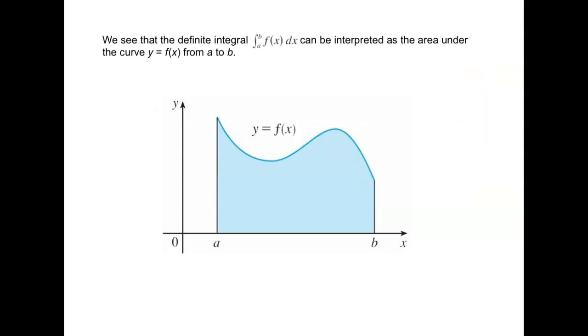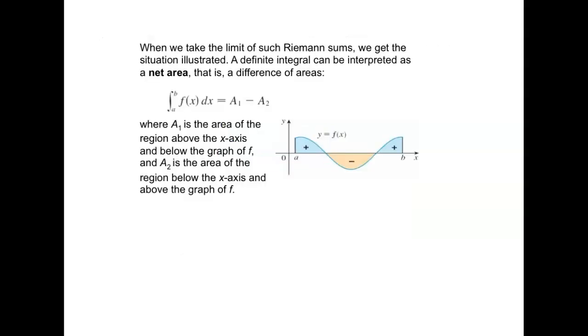And as I said, we can interpret the integral as the area under the curve y equals f of x from a to b. But one thing I want to point out is that if the curve goes below the x-axis, if you think of a rectangle below the x-axis, that rectangle is going to have a negative height, right? Like say this could be -2. Well, when you multiply that -2 by your positive delta x, you end up with a negative area.